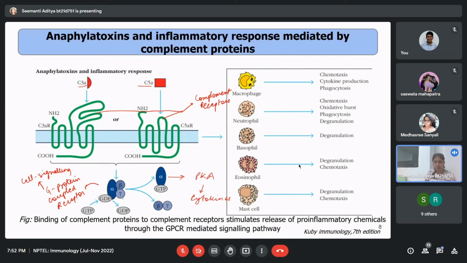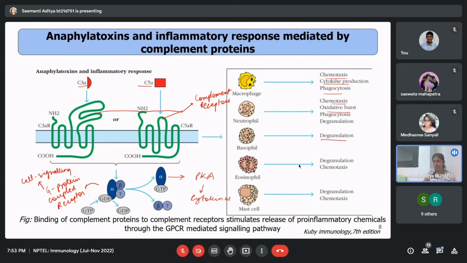So through the GPCR signaling, the inflammatory response or the anaphylatoxin response is initiated. And in different cell types, different kinds of cytokine mediated signaling take place. For example, in macrophage, cytokine production, phagocytosis, chemotaxis, everything is associated with these complement proteins. In neutrophil, chemotaxis and oxidative burst. Oxidative burst is, in the presence of oxygen, the cells will be dying. So it helps in oxygen mediated killing of cells.